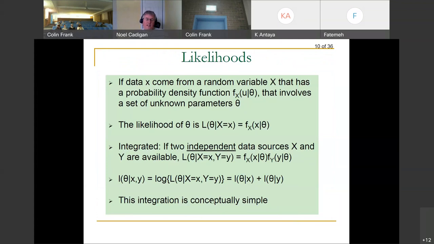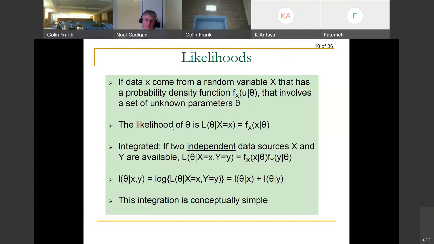I mentioned likelihood, and because this is a graduate student talk, I thought I would at least describe what likelihoods are. I'm not sure everyone fully appreciates what they are. So a likelihood: if we have some data x that we think come from a random variable X, and the random variable X has a probability distribution F subscript X that involves an unknown parameter, then you can evaluate probabilities that X falls in some interval, if you know the parameters.